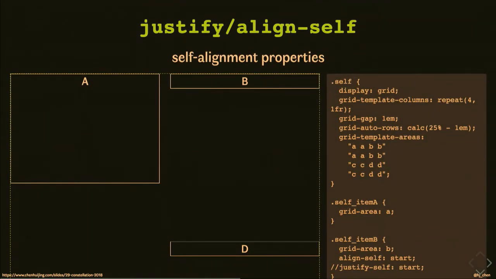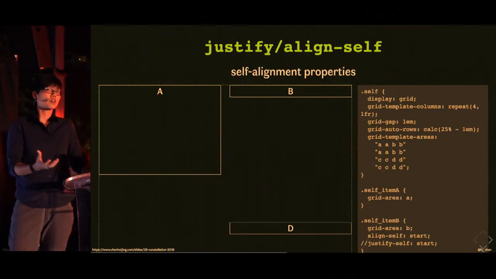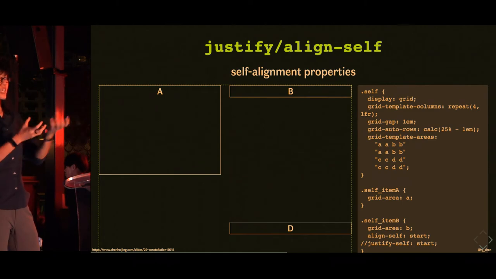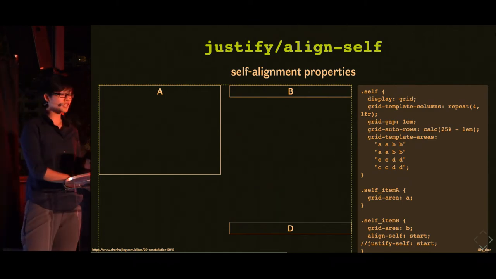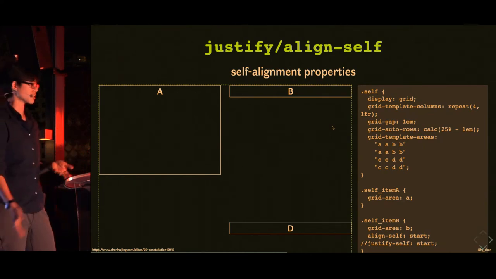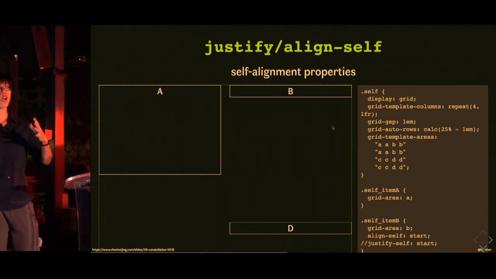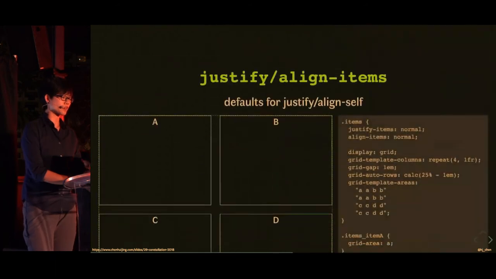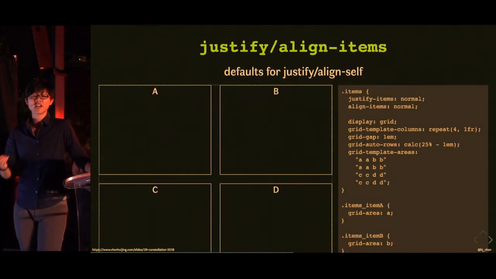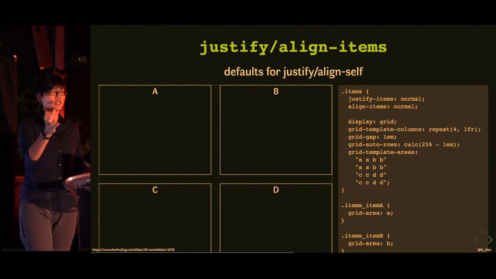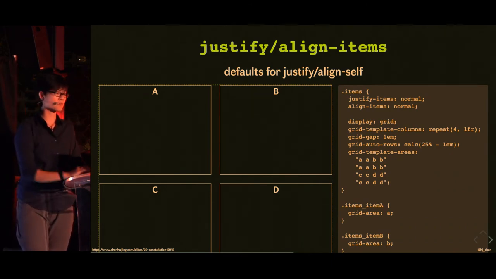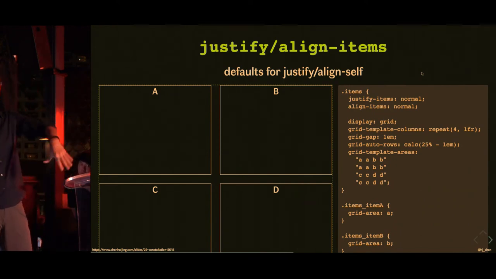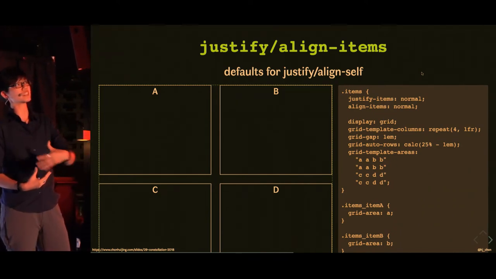Now, justify and align self are self-alignment properties. So you use these to align the content within each grid item. And similarly, you use the values of start, center, and end. Because my slide is cut off, you probably can't see, but item C is aligned to the end. The default value is stretch. So if you have a grid cell and you don't do anything to it, the content is just going to fill up the entire grid cell. Justify and align items simply affects every single item in your grid, so think of it as a bulk setting. For anybody who is confused by all this, trust me when I say that it gets easier with experience.